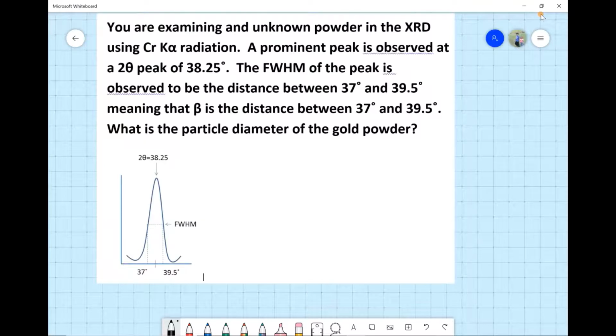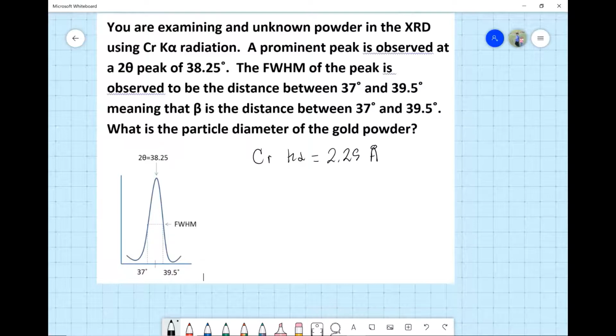There are some things that we need to look up if we don't have them readily available. We have tables that we've been given. So chromium K alpha is 2.29 angstroms, thereabouts. I sincerely hope you can read that. What else do we need? I think that's all we need to know to solve this.